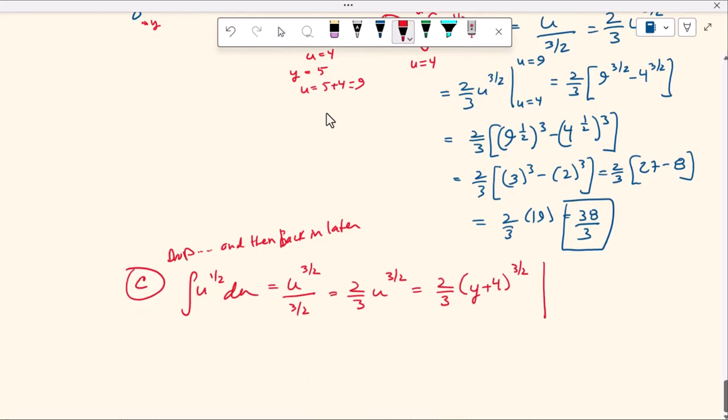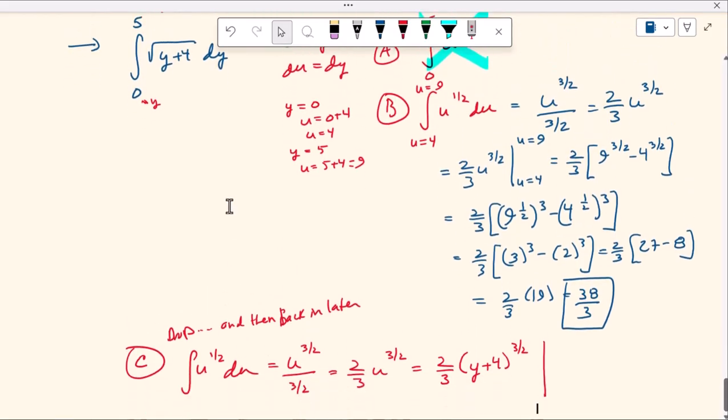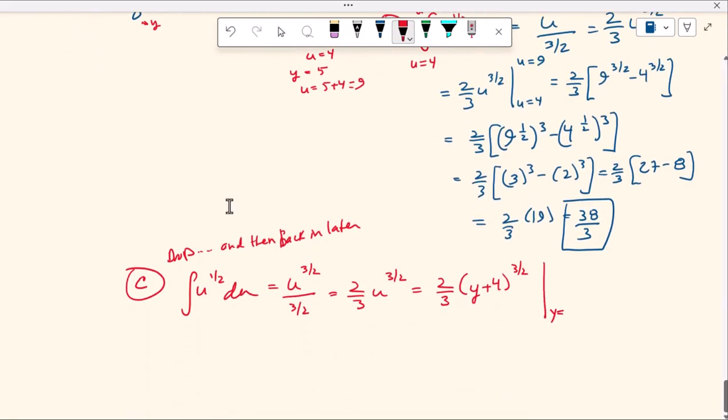And now I'm going to reintroduce my limits of integration. And my limits of integration for this problem were 0 and 5 in terms of y. So y equals 0 to y equals 5. So now I reintroduce those at the end. So again, I'm going to pull that 2/3 out front, and then I'll substitute in. I'm going to put in the 5 first. So 5 plus 4 to the 3/2 minus 0 plus 4 to the 3/2. So 2/3 out front. 5 plus 4 is 9 to the 3/2. 0 plus 4 is 4 to the 3/2.